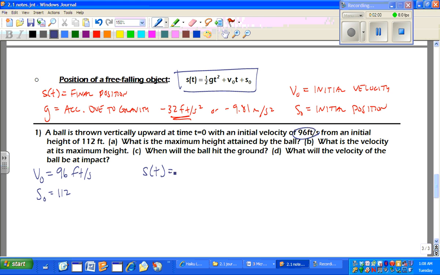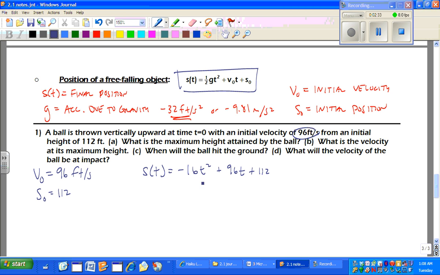We've got our final position is equal to 1/2 times g. Right, we're talking about feet here. So 1/2 times negative 32 gives us negative 16 t squared, plus our initial velocity is 96 times t, plus our initial height is 112. So we've got our equation. This represents the position of the ball at any given time.